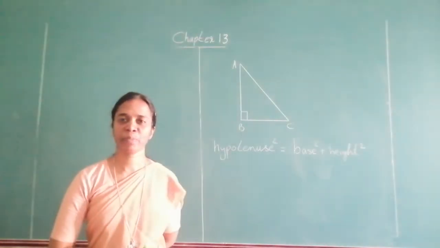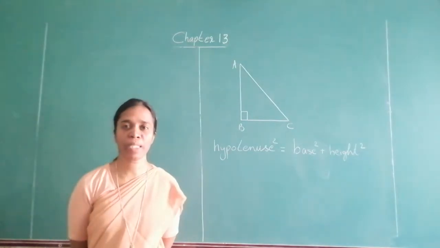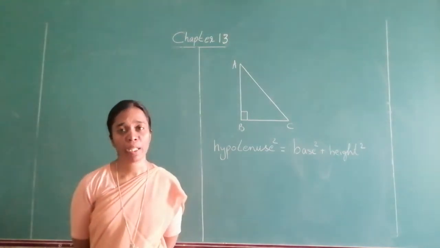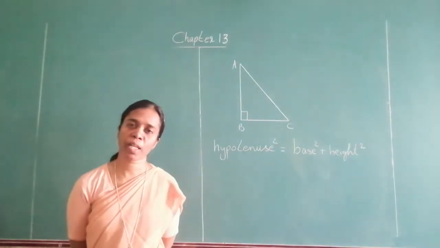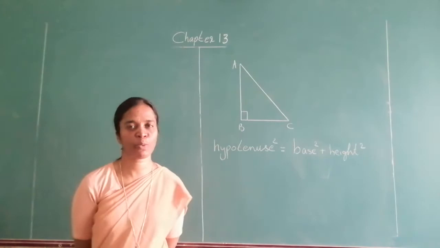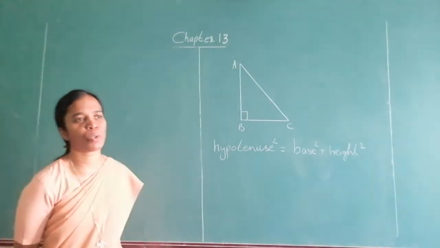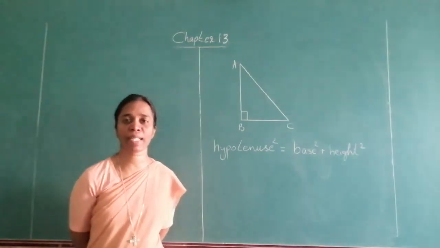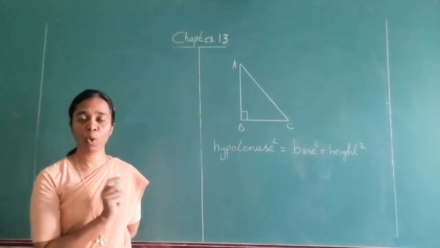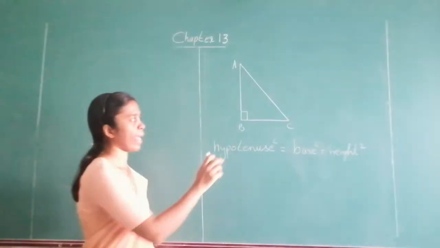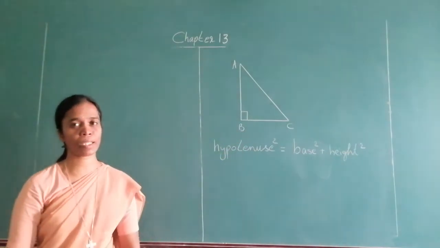Good morning, children. Today we shall see chapter 13, Pythagoras theorem. Why do we call it Pythagoras theorem? Because this theorem is proposed and proved by Pythagoras. He has found this. Okay? And this is very famous and you will be using it from now onwards wherever there is a right angle triangle. So this is applicable only for right angle triangle.